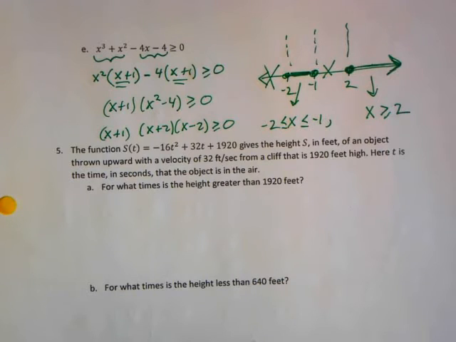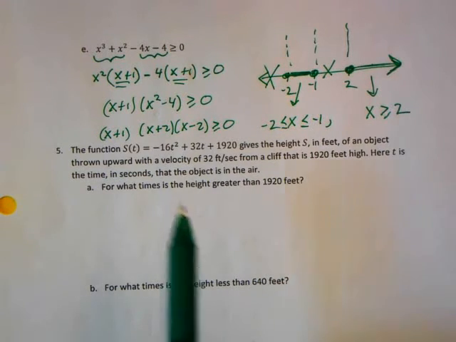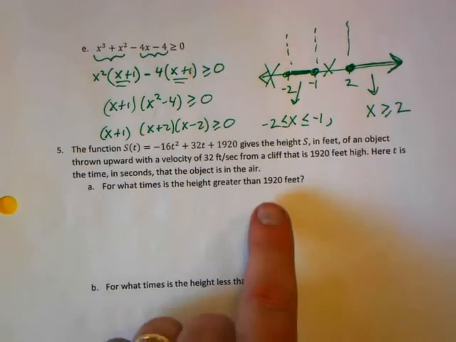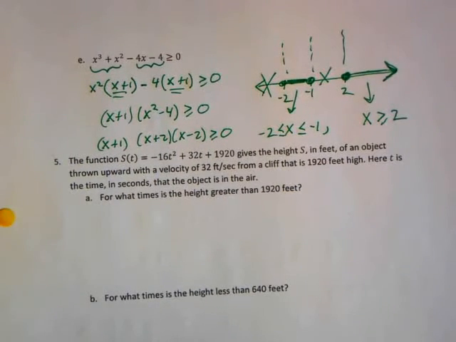All right, the last problem. Just enough time. The function s of t equals -16t squared plus 32t plus 1920 gives the height s in feet of an object thrown upward with a velocity of 32 feet per second from a cliff that is 1,920 feet high. Here t is time in seconds. For what times is the height greater than 1,920 feet? What in the world are you going to do?